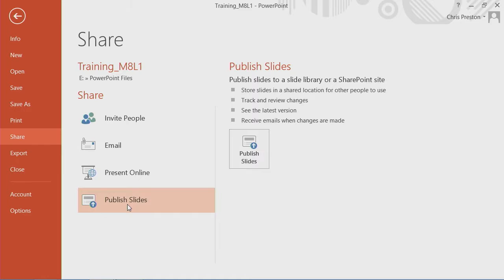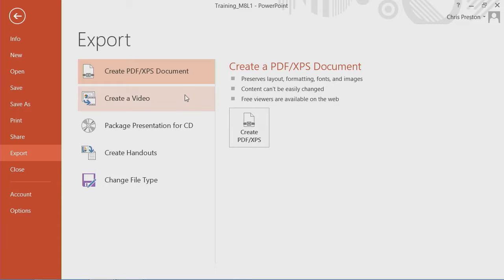We can publish slides to a SharePoint folder, which you will take a look at in the demo simulation. And also, we have a variety of export options available to us. We can create a document out of it. So if we want to distribute something as a document that people cannot edit, but they can read, you can choose PDF or XPS format.